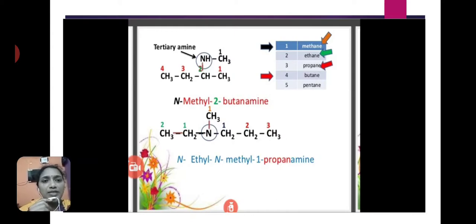Next is CH3 CH2 N CH3 CH2 CH2 CH3. Here the name is N-ethyl-N-methyl-1-propanamine. The previous compound is a secondary amine and this one is a tertiary amine.